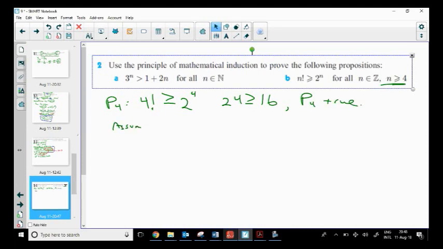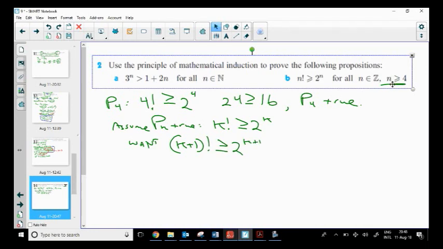And we're going to assume that p sub k is true. P sub k is going to say that k factorial is greater than or equal to 2 to the power of k. All right. We want k plus 1 factorial to be greater than or equal to 2 to the k plus 1. Let's be on the lookout, see if we can make that happen.